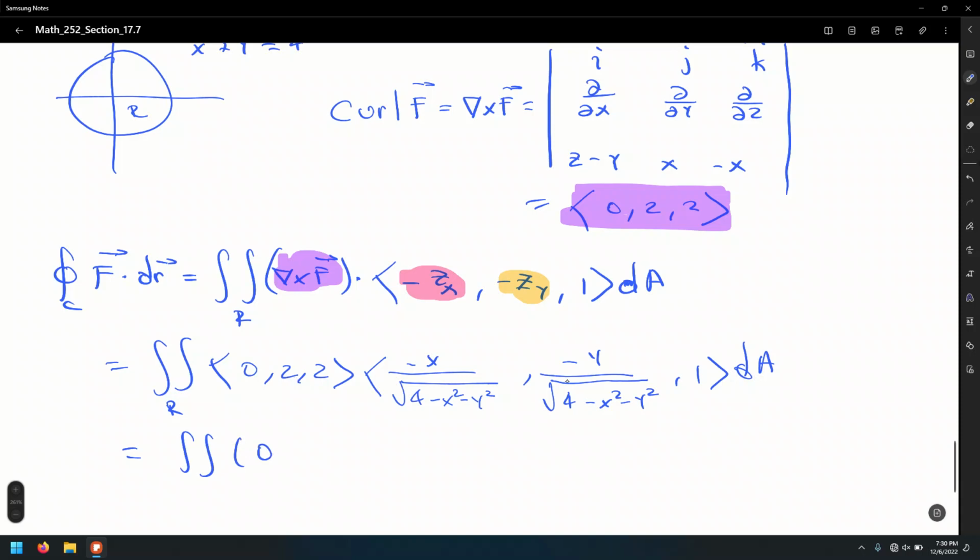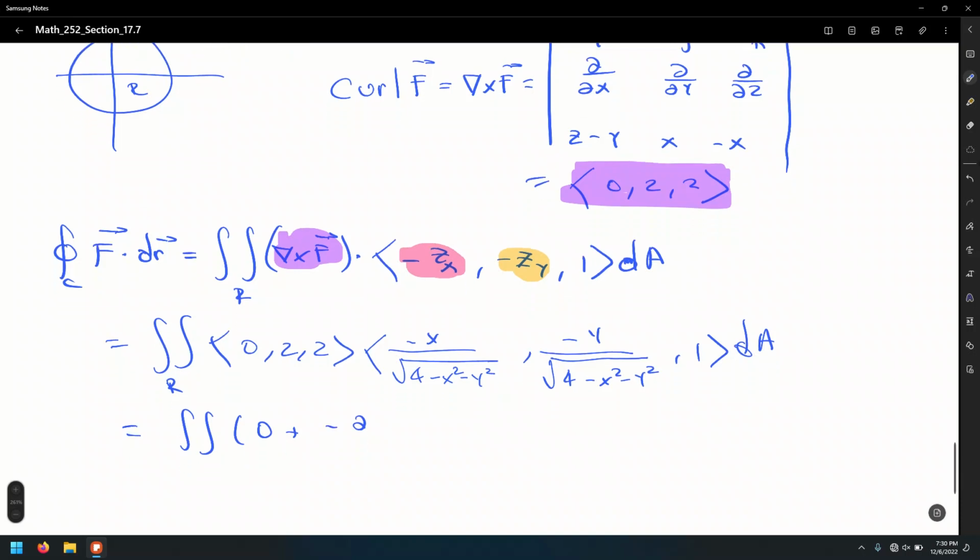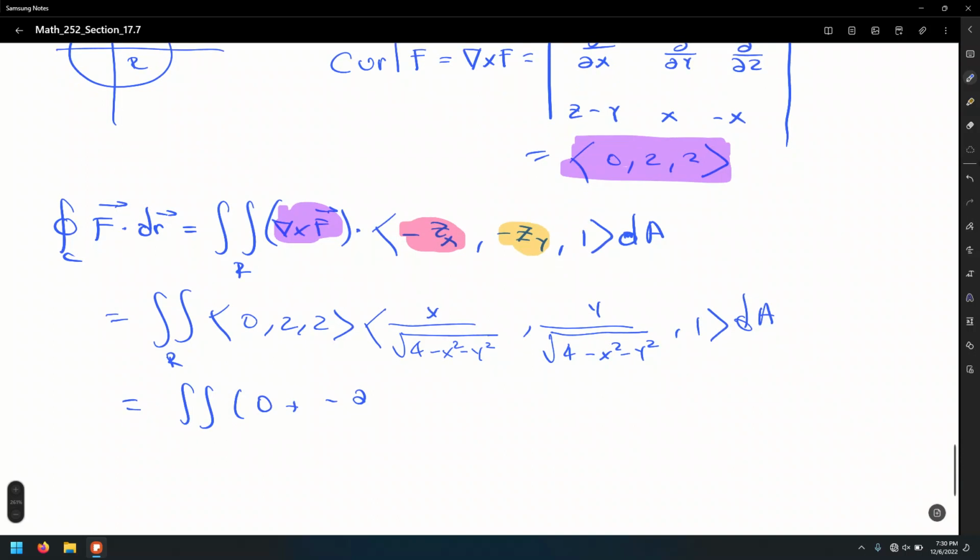0, and then 2 times the y component, that's going to be negative 2x, 2y. Oh, yes, thank you. You see how I made a mistake. Didn't want you guys to do that. Good catch. So that's plus 2y over the square root of 4 minus x squared minus y squared, comma 1 times 2, that equals 2 dA.